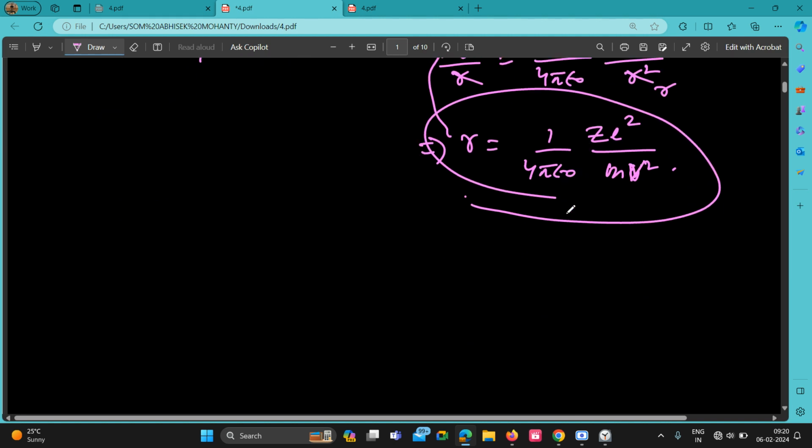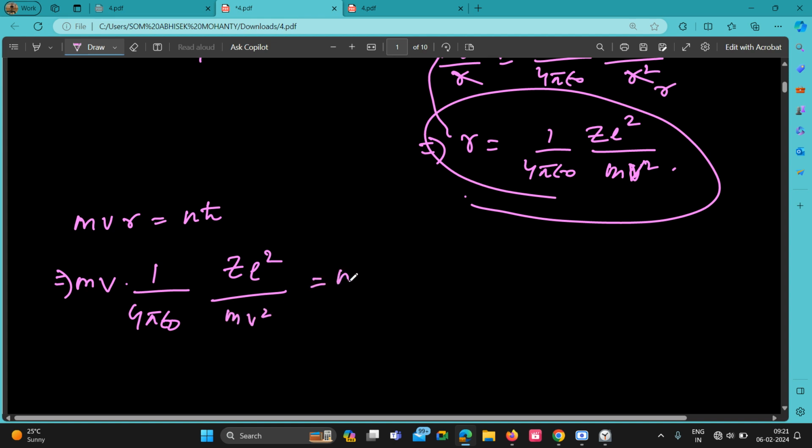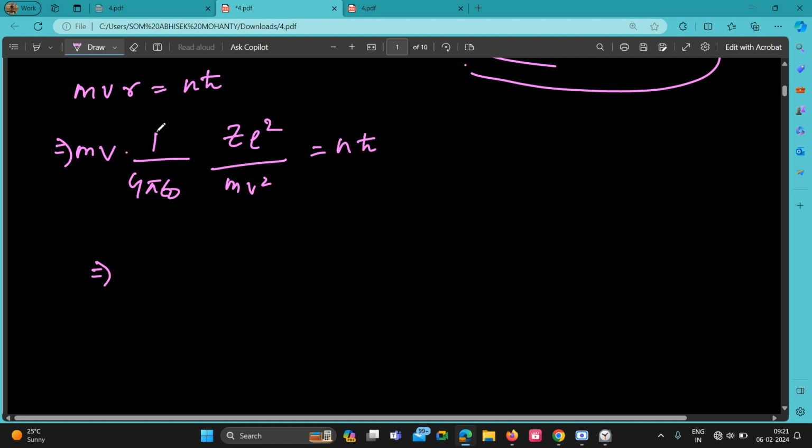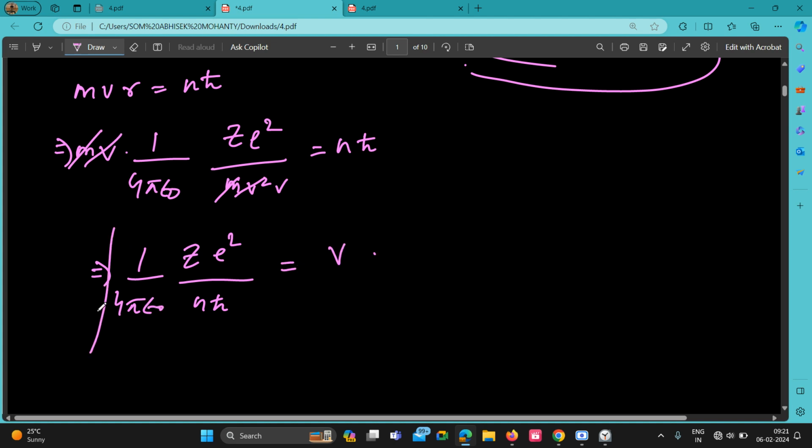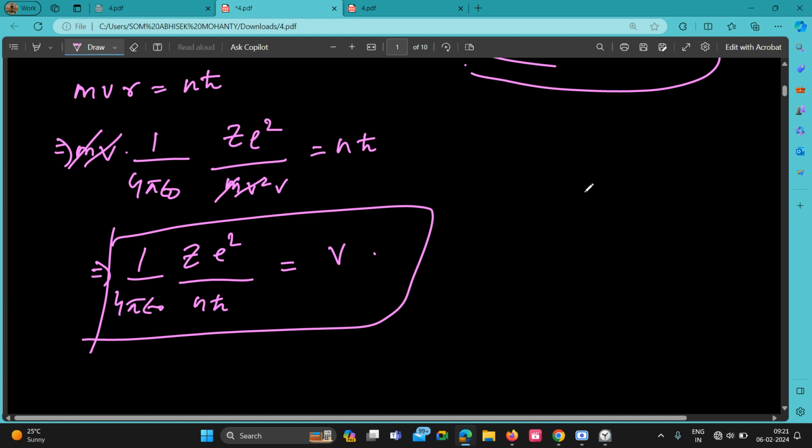Okay, mvr is equal to nh cut. So mvr is equal to nh cut. So mv into r is this much, 1 by 4 pi epsilon naught Ze square divided by mv square is equal to nh cut. So m cancelled, v goes to that side, Ze square, nh cut comes to this side, 1 by 4 pi epsilon naught, what v. So this is v. If you see the dependence also, v is proportional to z by n, which we know. But see here, this is the expression for v at which orbit? At nth orbit.